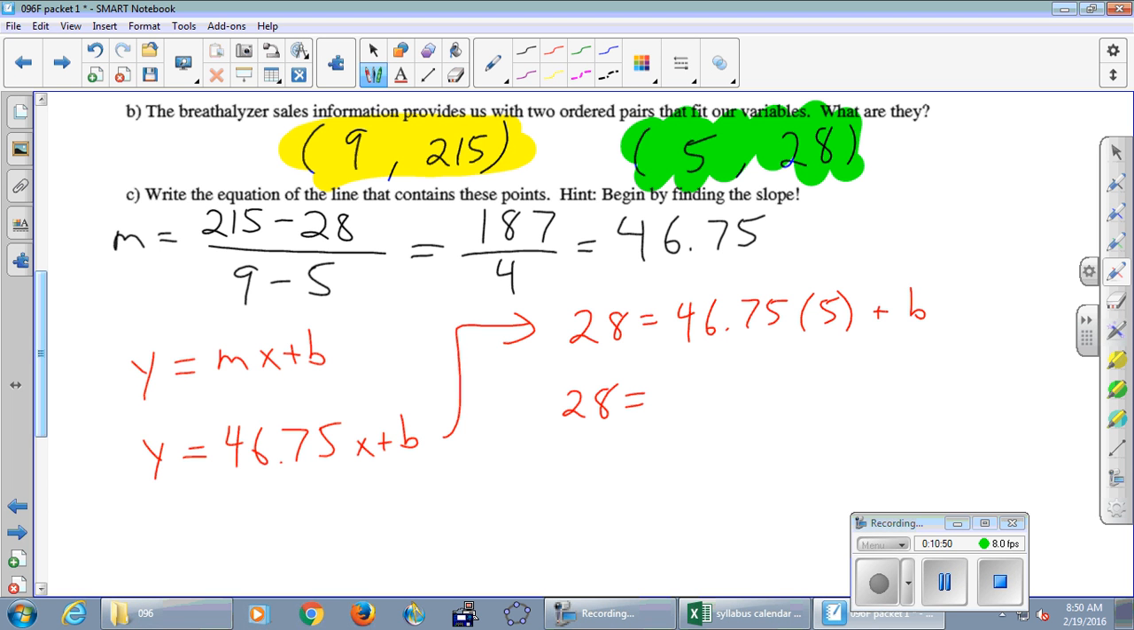28 equals, all right, somebody help me out here. 230, what? Thank you. Plus the B. And solve for B by subtracting that 233.75. What do we get? 205.75. Do I have that right? Yes.